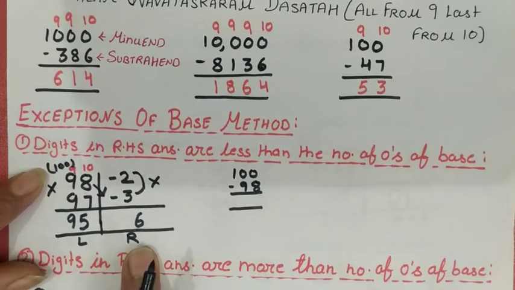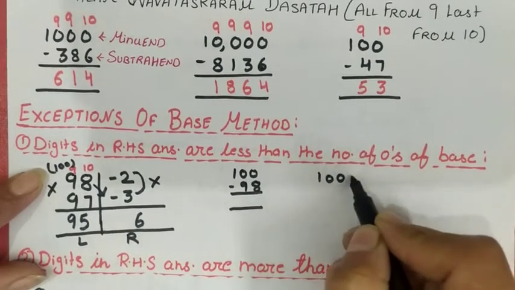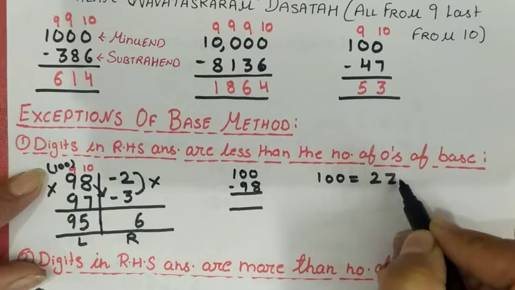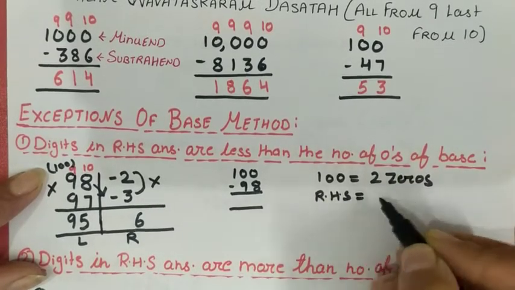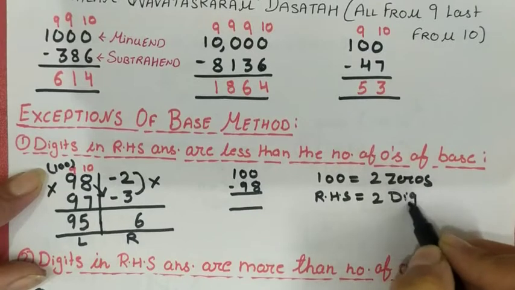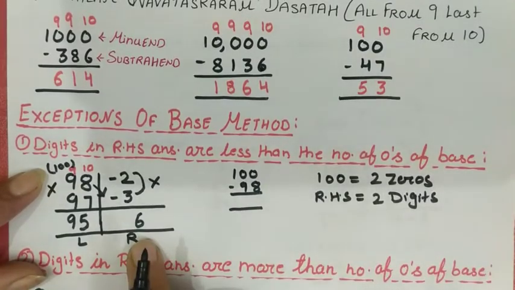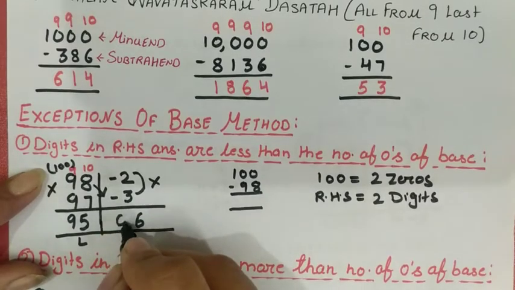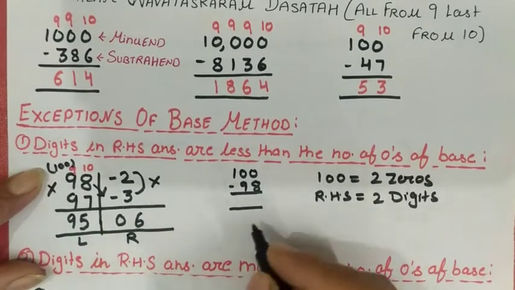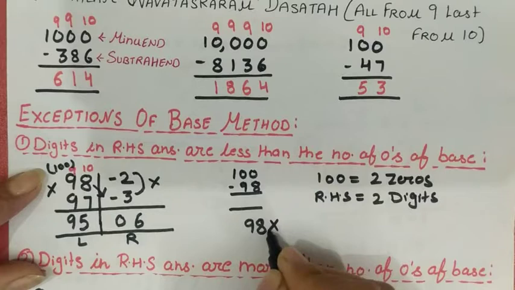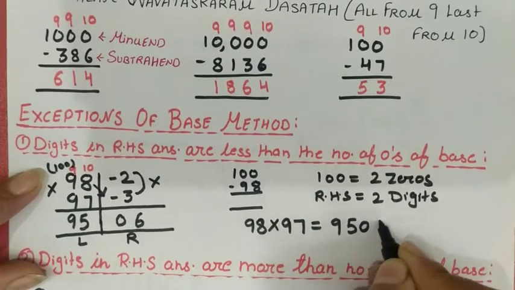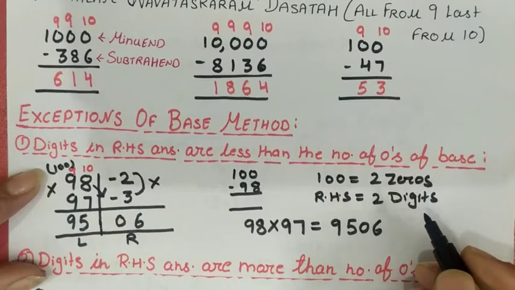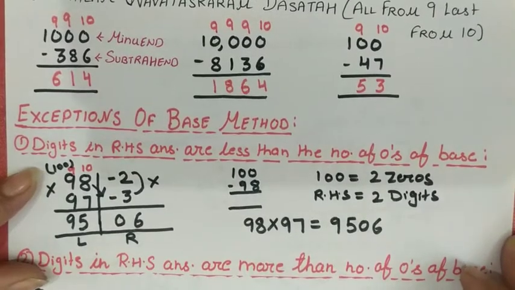So what to do here? 100 is the base, it has 2 zeros, so the right hand side answer should always contain 2 digits. But here we are getting a single digit, 6. So how do you complete your digits? You will prefix your 6 with a 0 to make it a 2 digit number. So this is your final answer. 98 multiplied by 97 comes out to be 9506. This is one of the major exceptions of the base method. You will always take care of it.